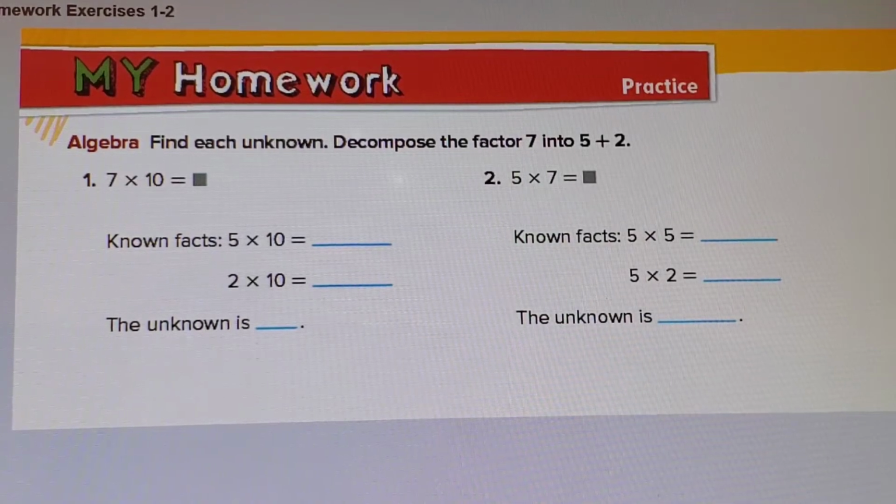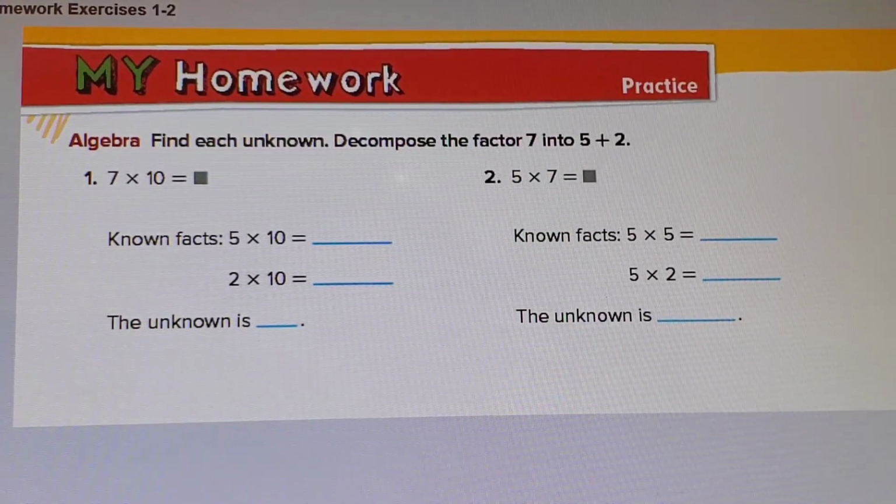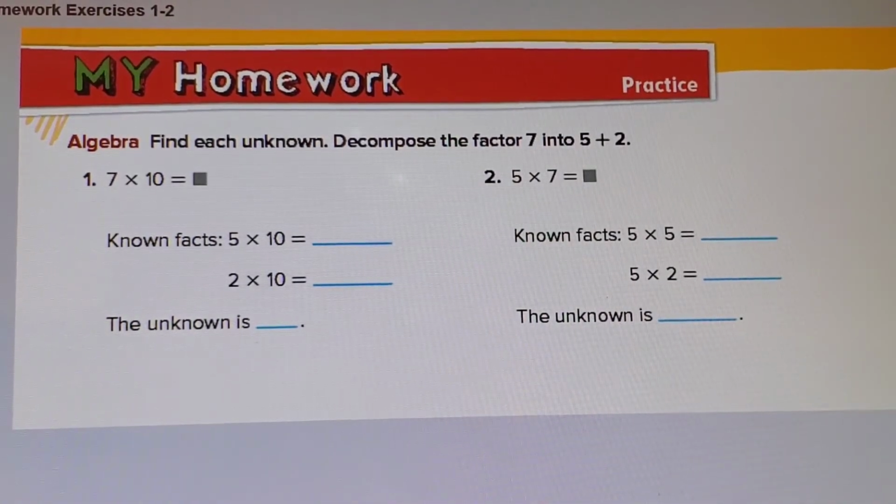Now we're on the My Homework section. Always take a look at the homework helper that's at the top of your page. That can help you if you get stuck or just need a little refresher. Find each unknown.